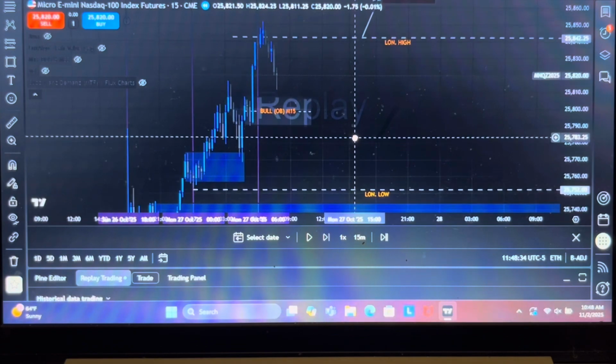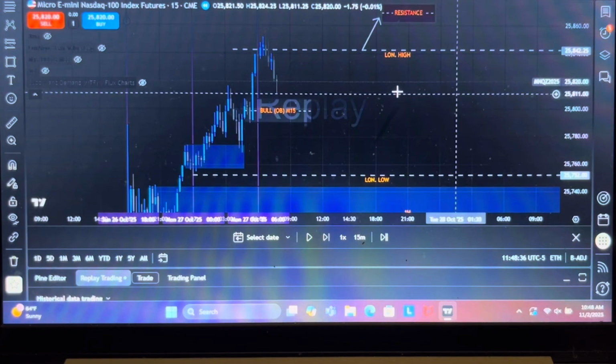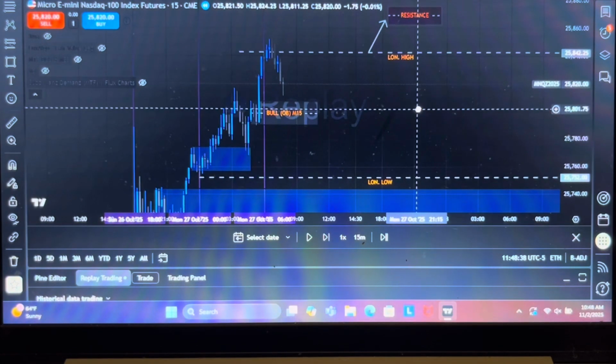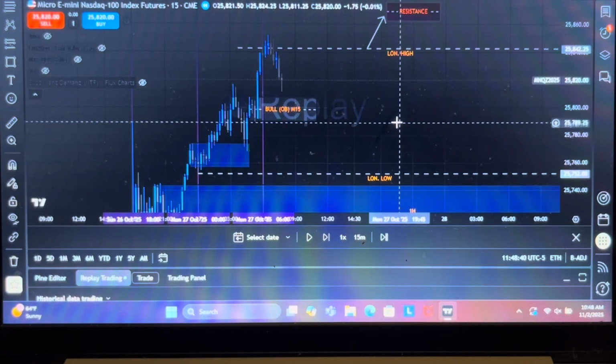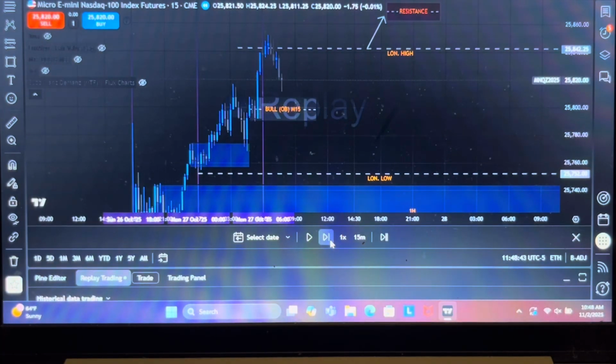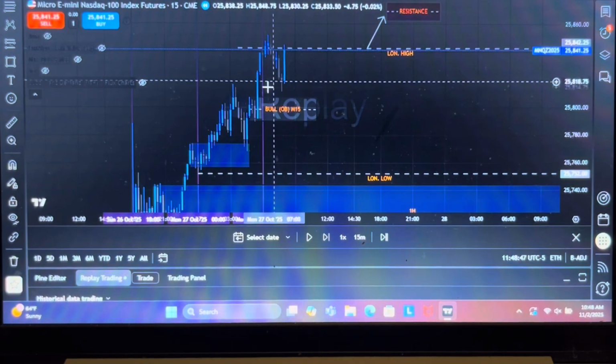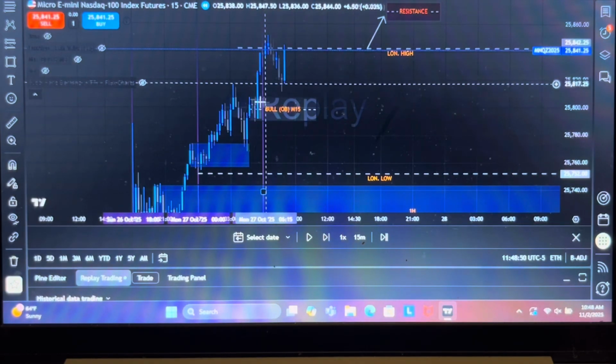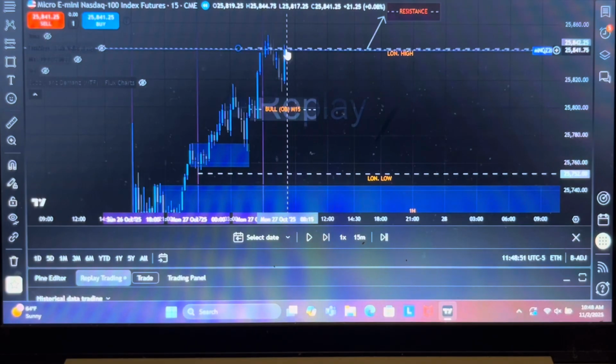So basically, I went back to my 15-minute, and now what I'm doing is I'm waiting for price to tap into that 15-minute order block, and then start pushing forward. And then once it taps, I'm going to drop down to my 5-minute to see if I can get an entry.